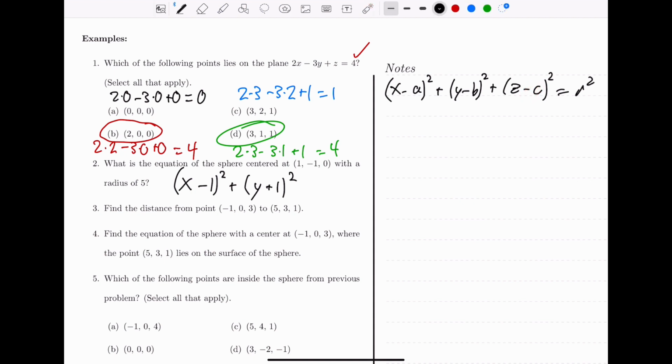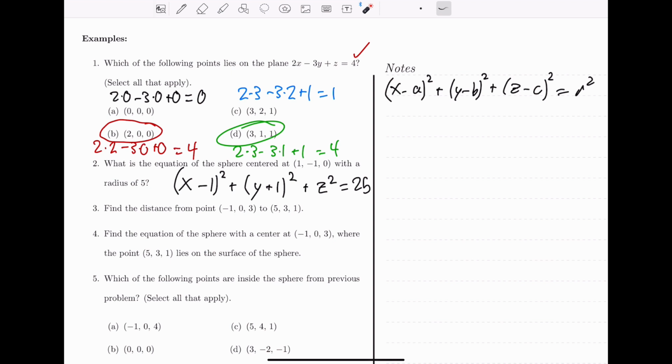So z minus 0 squared is just z squared. This equals the radius squared. We have a radius of 5, so this all equals 25. Here is the equation of the sphere, centered at (1, -1, 0), with a radius of 5.